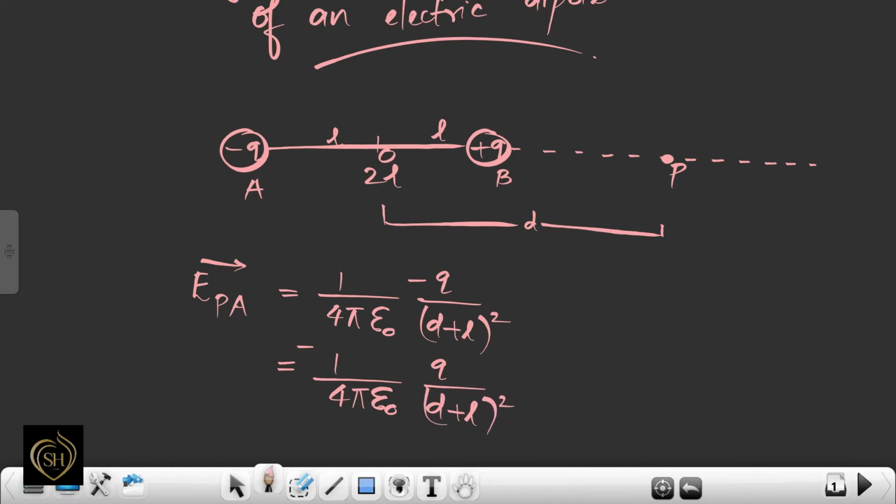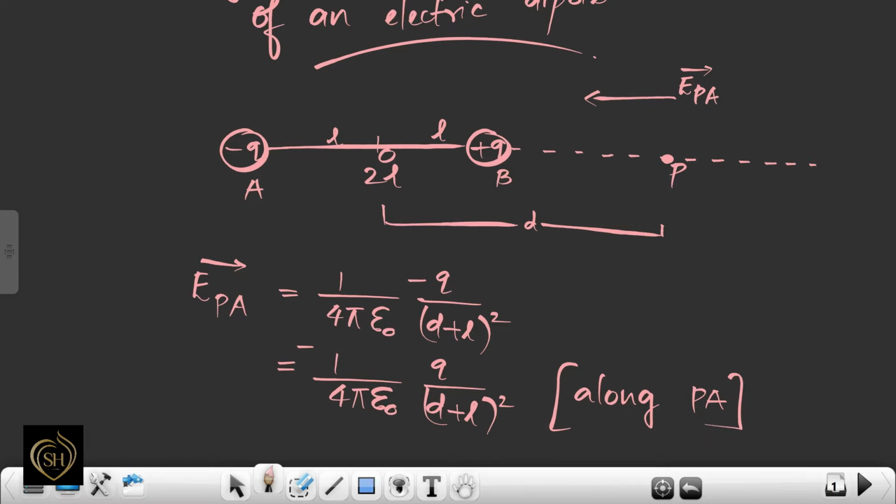Then, what will be the direction of EPA? Since our charge is minus Q, the direction of intensity will be inwards. So, this is the direction of EPA, or we can say that the direction is along PA.